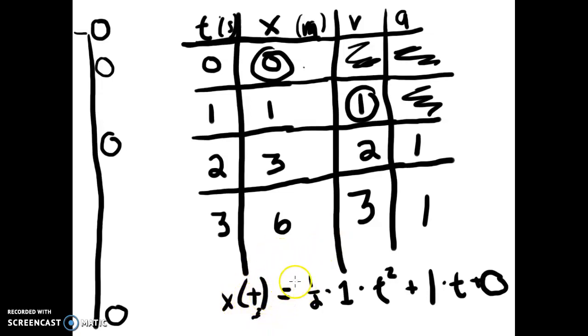Okay, so there we have it. Our equations of motion. It's this simple. It's as simple as writing out x of t, v of t, a of t, the forms, and then filling in everything but the t's.